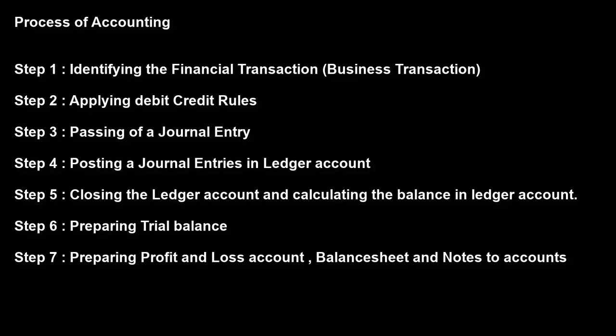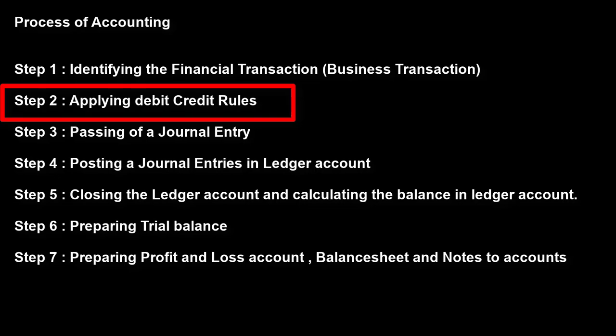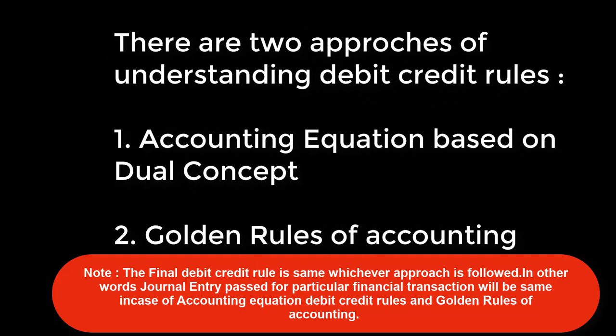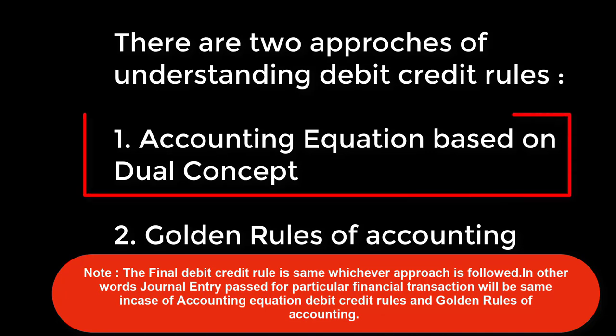So this is process of accounting. In this session, we will be learning about step 2 of process of accounting, that is applying debit credit rules. Now, when you say applying debit credit rules, it has two approaches. One is accounting equation based on dual concept, and second, golden rules of accounting. One thing that is important to remember is, irrespective of whatever approach is followed, the final journal entry will be same. Now, in this session, we will be learning about accounting equation based on dual concept.